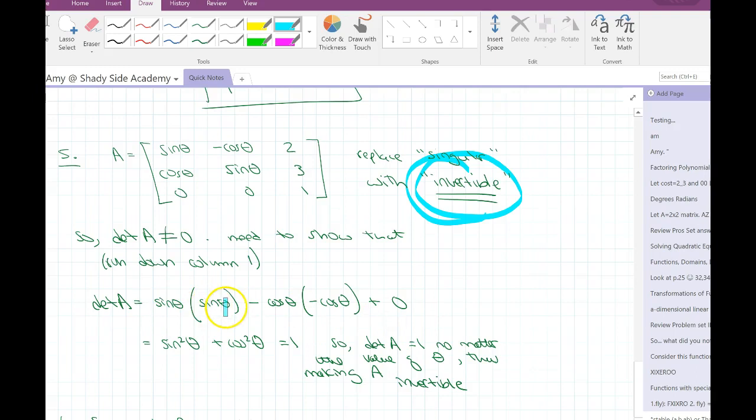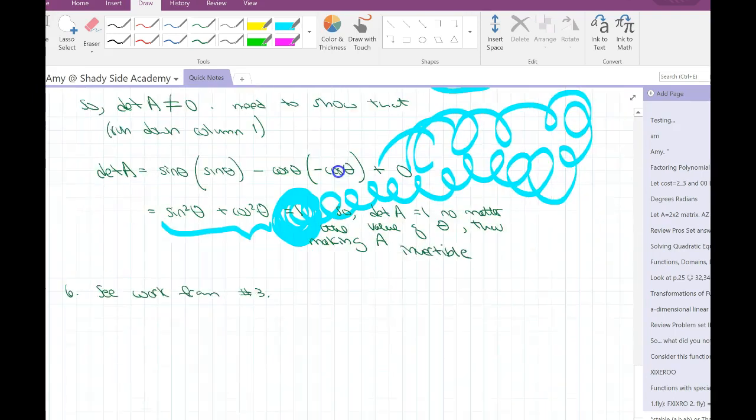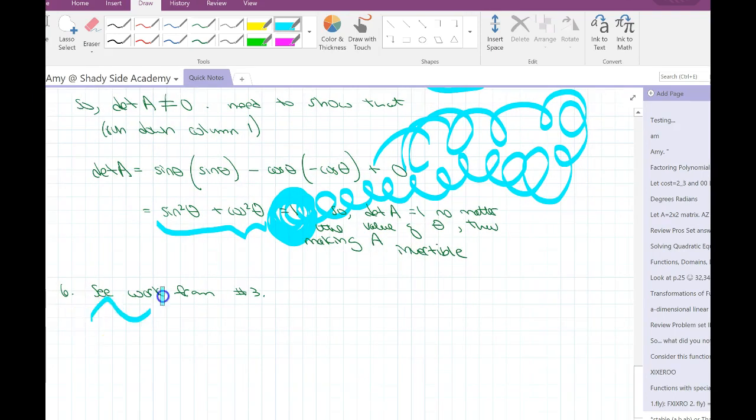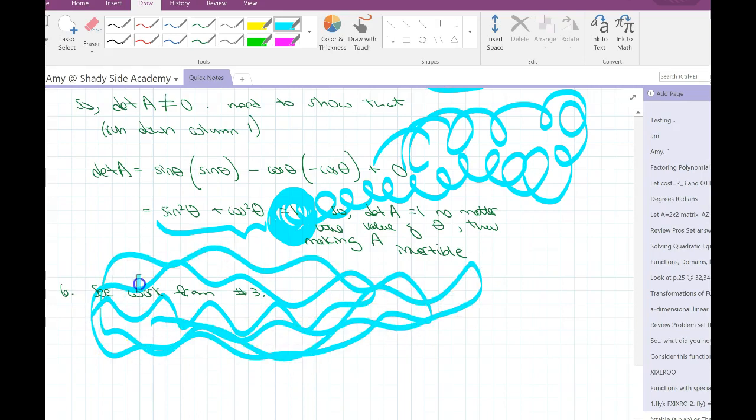And you notice that sine squared theta minus cos theta times negative cos theta becomes sine squared theta plus cos squared theta, which you know always equals 1. So it is literally impossible for the determinant to ever equal 0 in this case. Okay? And that is the proof of that. And then number 6, I don't know if any of you saw it, but number 6 is very similar to question number 3 above. So I said for number 6, see the work for number 3.